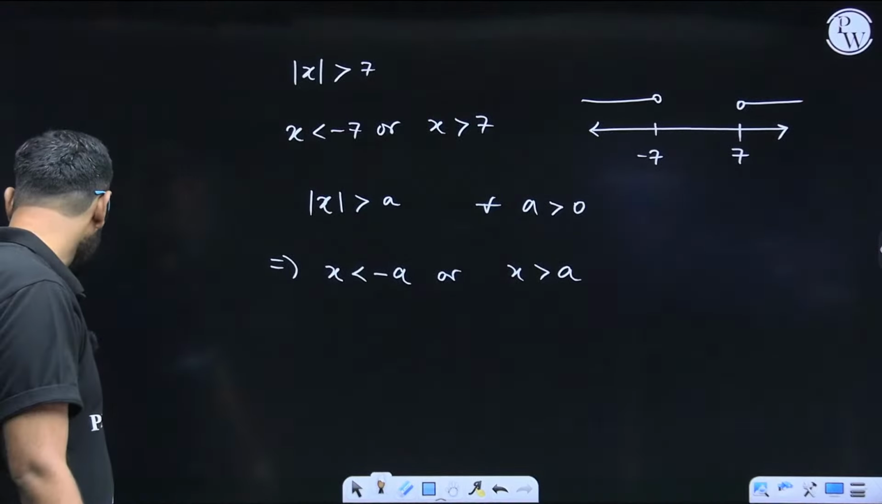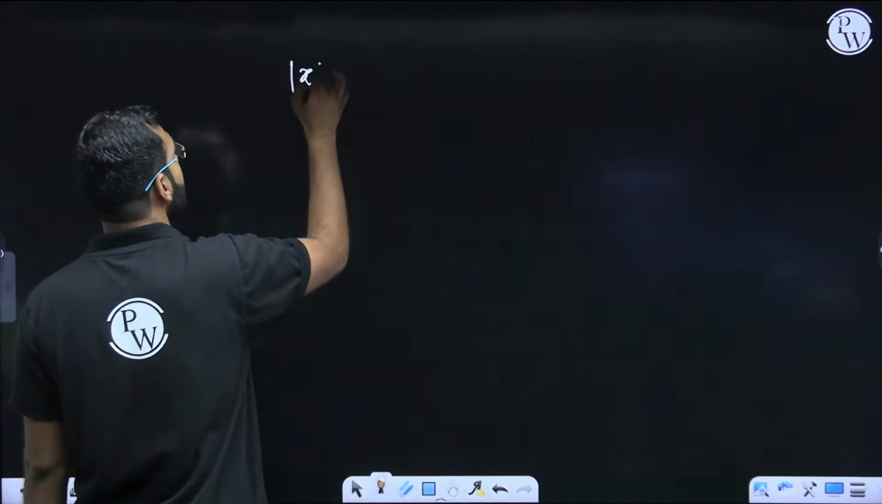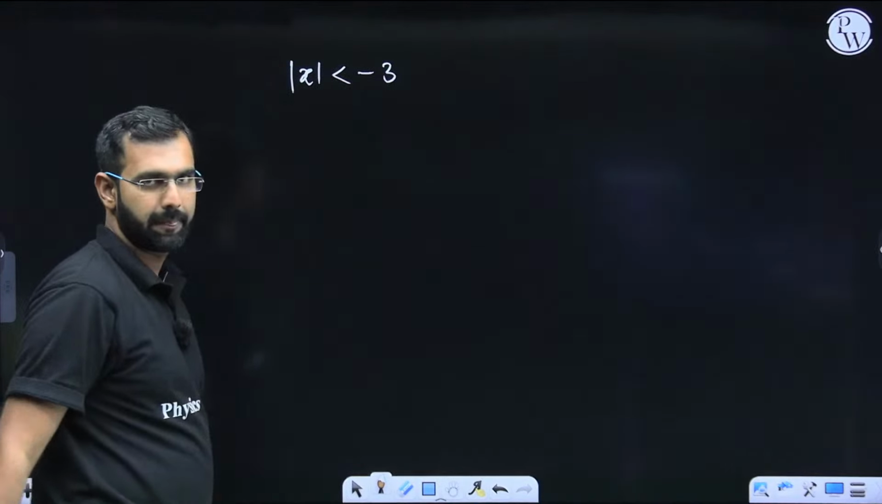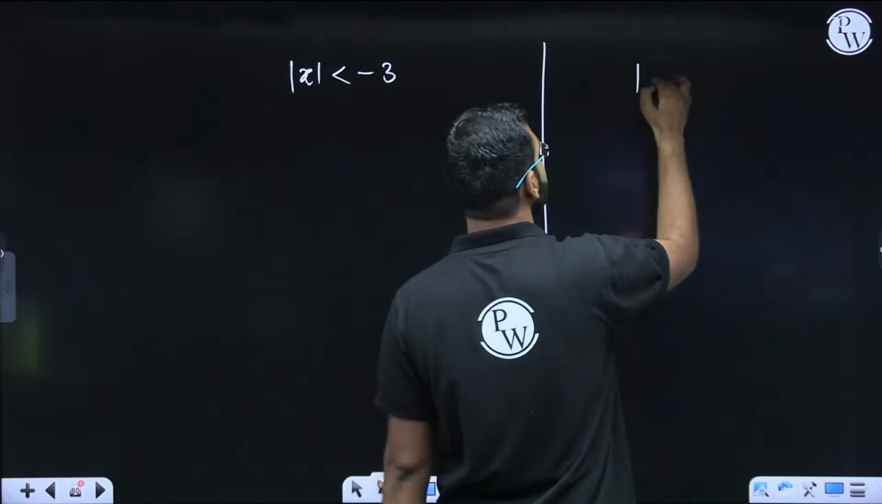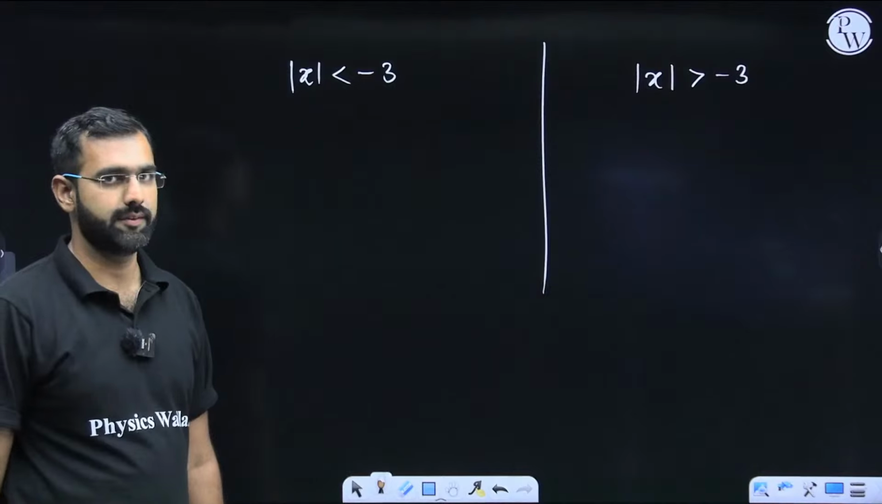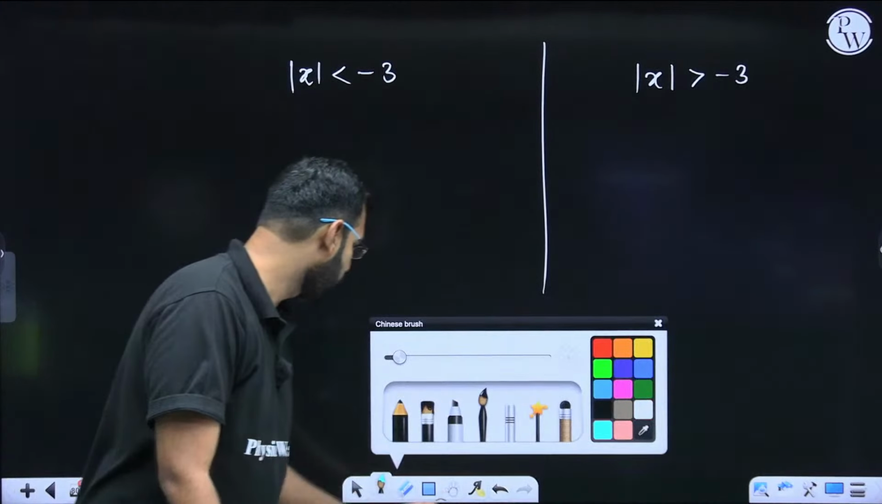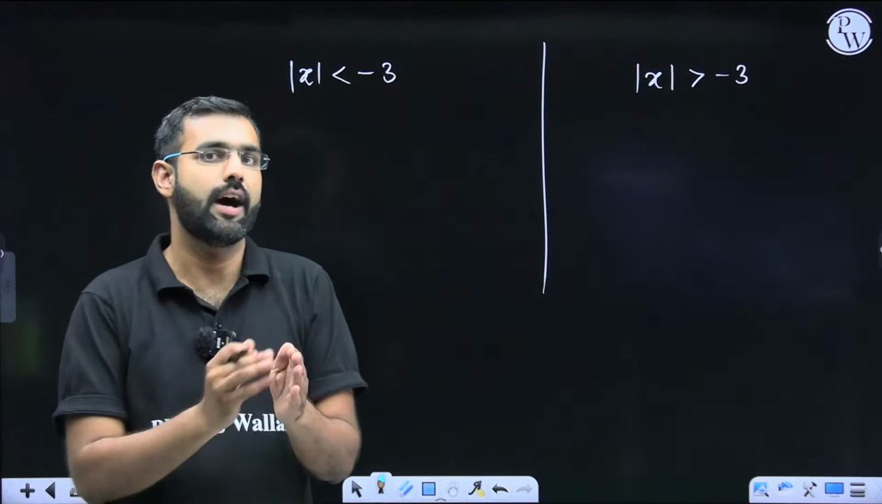Two things I'm going to ask and try and answer this. What will be your answer if I say mod x is less than minus 3? And second question is, what will be your answer if I say mod x is greater than minus 3? What are your answers in these two cases? I hope you're realizing what is the meaning of mod x. It means a non-negative number, the absolute value, the numerical value, which means this value will always be greater than equal to 0. But sir, you want it to be negative. Is it not a contradiction where I say that this should be greater than equal to 0 and this says it should be less than minus 3?